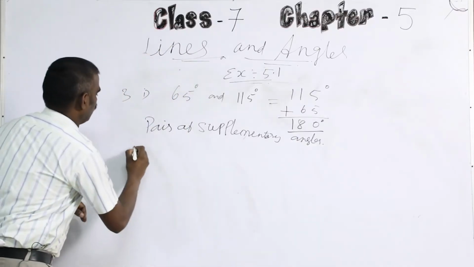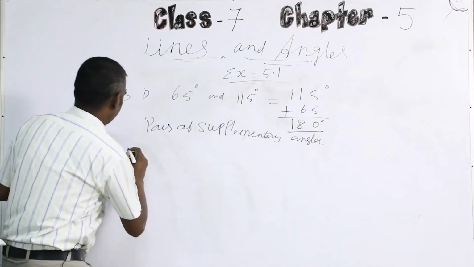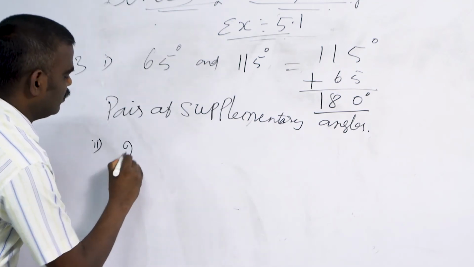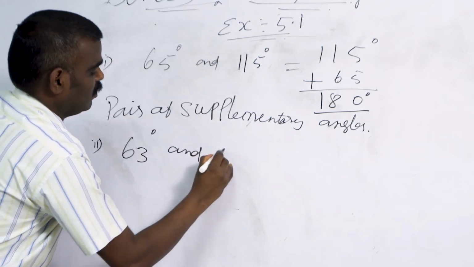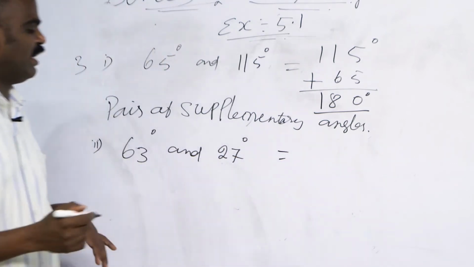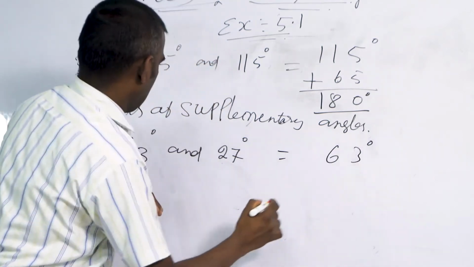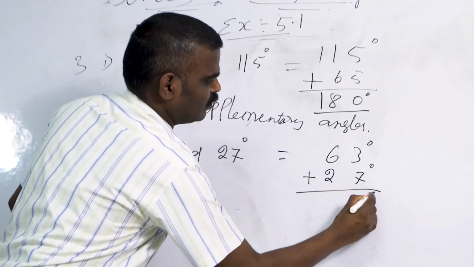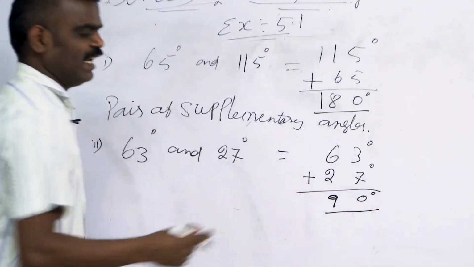Okay. Now we'll do one more question. After that, you have to do by yourself. Now question number 2. What does question number 2 tell? 63 degrees and 27 degrees. Okay, let us see. When you add together, let's see how many degrees are going to come. 63 degrees and 27 degrees. 10, 1 remainder, 6 plus 1, 7, 7 plus 2, 9. 90 degrees coming.